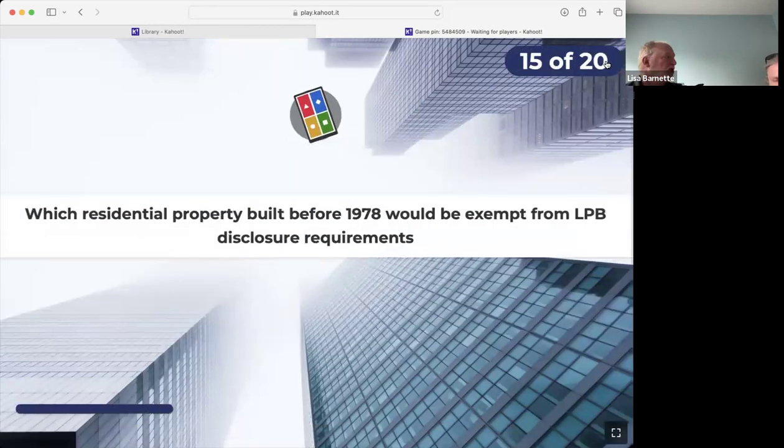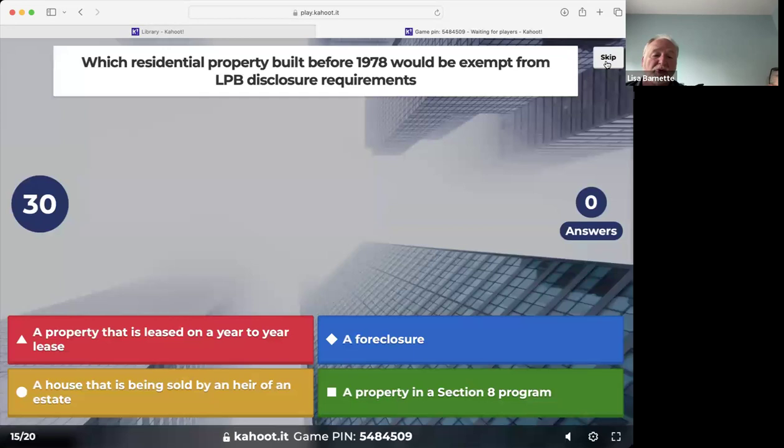All right, next question. Which residential property built before 1978 would be exempt from the lead-based paint disclosure requirements? A, a property that is leased on a year-to-year lease; B, a foreclosure; C, a house that is being sold by an heir of an estate; or D, a property in a Section 8 program?